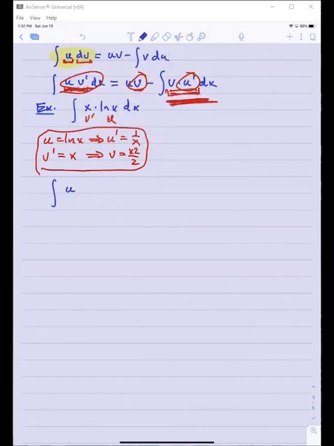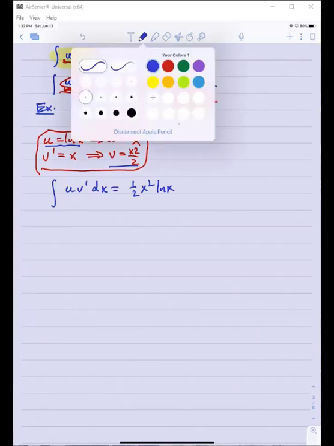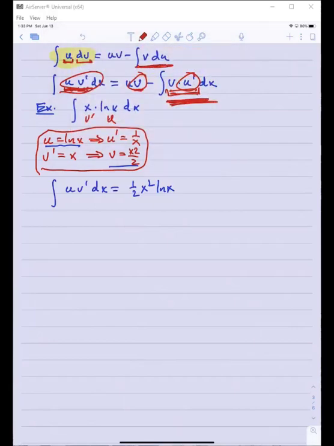In this one, the formula says that if I want to integrate u v prime, it should be equal to u v. Well, what's u v? It's 1/2 x squared ln x, minus the integral of v u prime. So it'd be minus v, which we said was 1/2 x squared, times u prime, which is 1 over x. So what's that? 1/2 x squared ln x minus, looks like I'm going to end up with 1/2 the integral of just x.